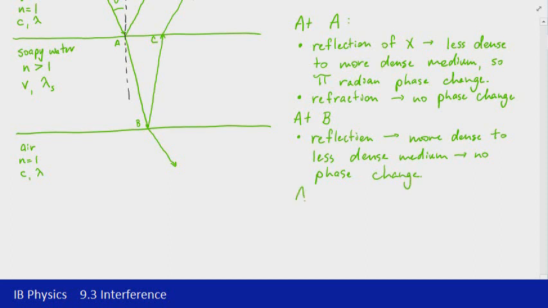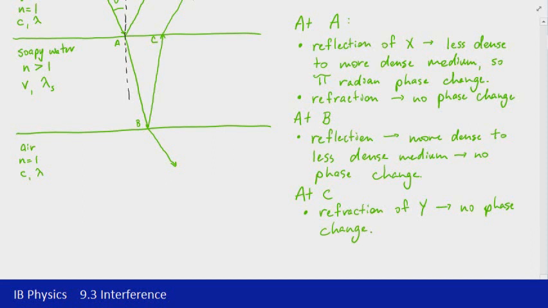So at C, we likewise have refraction occurring, and so this is going to now be the refraction of ray Y, and that's also going to be no phase change. So again, travelling from one medium into another, whenever we have a transmitted wave, there's no phase change occurring.